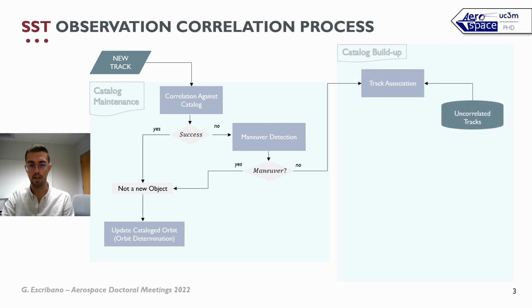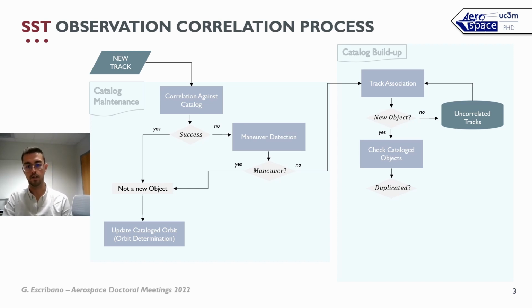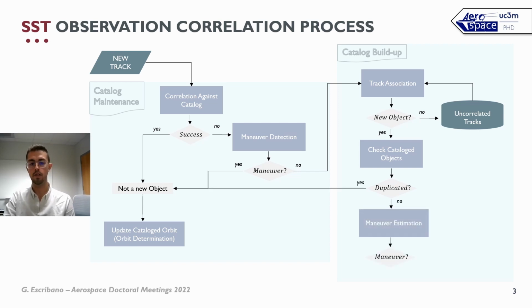Otherwise, we try to correlate it against other tracks that have not yet been correlated in order to determine a sufficiently reliable orbit that can be effectively considered an object, right? Then, we run certain checks to ensure that this object is not a duplicate of an existing one, and also we try to detect whether this is a maneuver state of an already cataloged object.